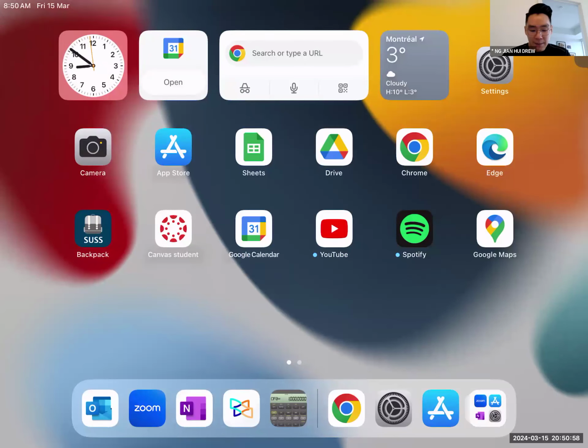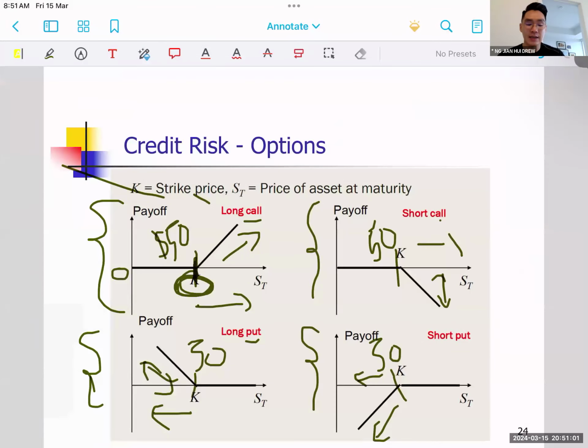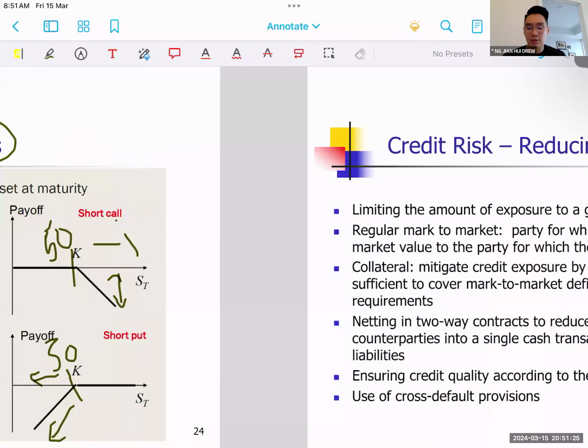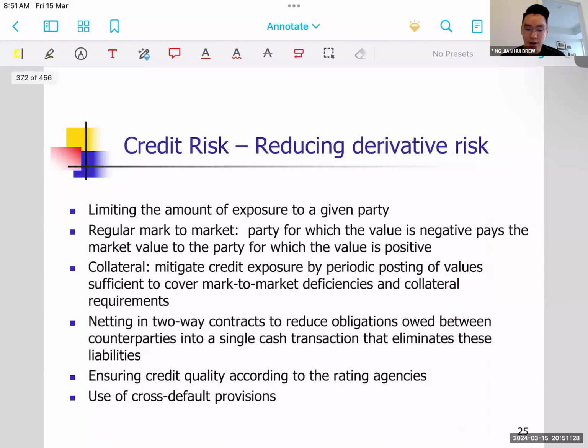Okay, so let's jump back to the slides. So that's a deeper dive into options, so that you can really understand how options are being used to manage risk, instead of just understanding options like this vanilla option, which doesn't really make so much sense of risk management. Yes, there's some element of risk management, but you can't really see it per se. So this is one of the things I like to highlight. Right, so reducing derivative risk.